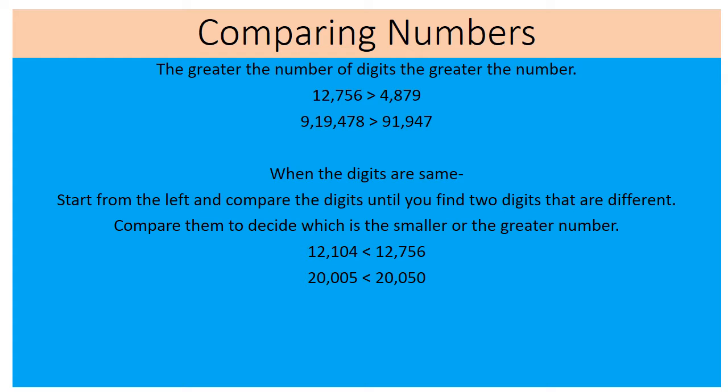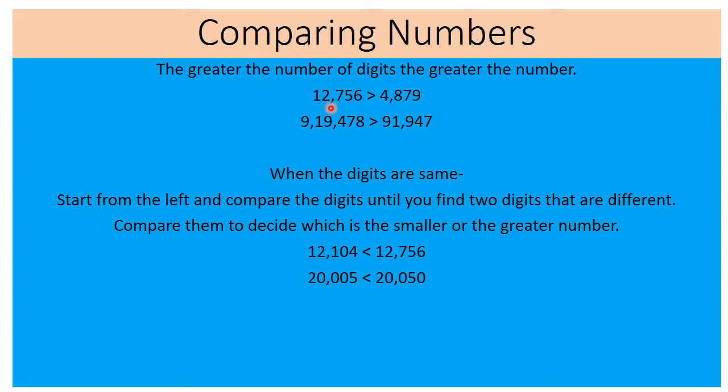Children, in this module of class 4 mathematics, we are going to understand how we can compare numbers without any hiccups. So basically there are two rules which we have to follow. The first one is that the greater the number of digits, the greater the number is. Whenever you get two numbers for comparison, the first and foremost thing you have to check is the number of digits present in the given numbers.